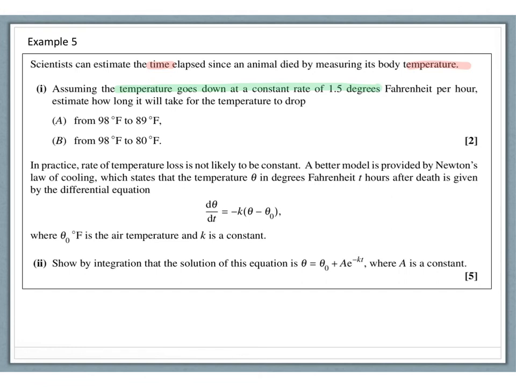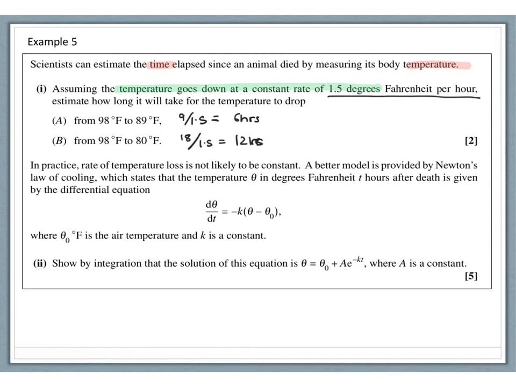Okay, so we're told in the question that the temperature goes down at a constant rate of 1.5 degrees Fahrenheit per hour. So from 98 degrees to 89 degrees Fahrenheit, that is a drop of 9 degrees. So 9 divided by 1.5 gives us a value of 6 hours. And 98 to 80 is an 18 degree difference. So 18 divided by 1.5 gives us 12 hours.